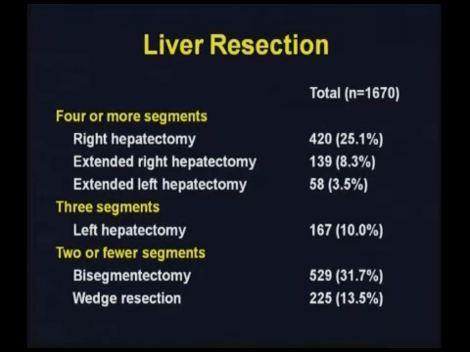The most common resection of 4 or more segments was a right hepatectomy, which occurred in 420 patients, or just over 25% of the entire cohort. The most common 3-segment resection was a left hepatectomy, which occurred in 167 patients, or exactly 10% of the entire cohort. A bisegmentectomy and wedge resection were the most common resections, encompassing 2 or fewer liver segments.